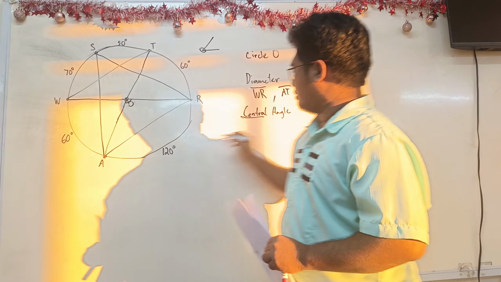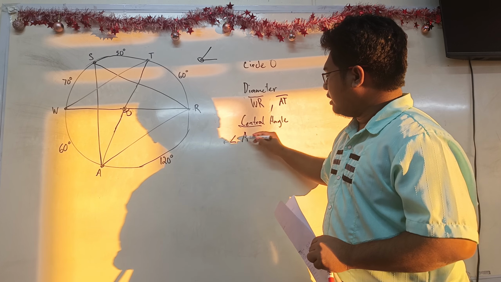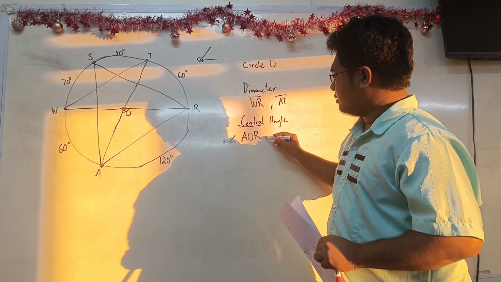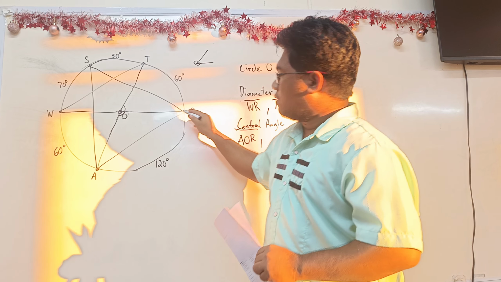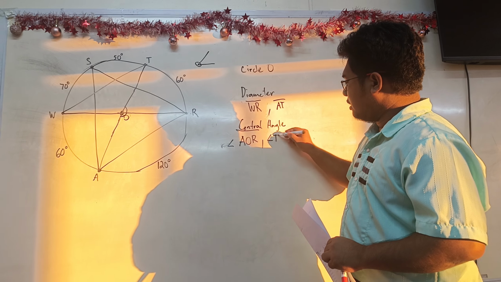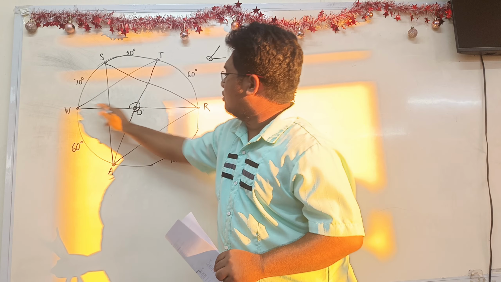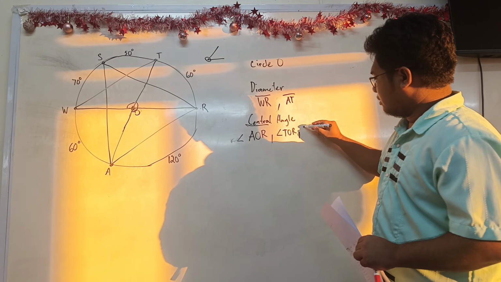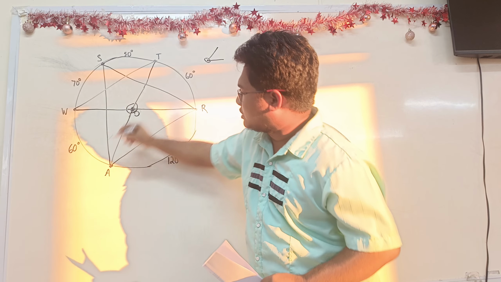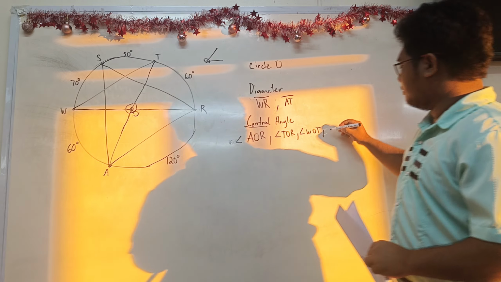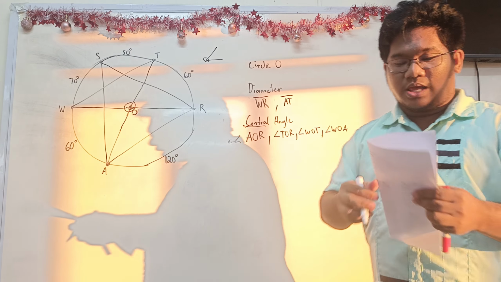So, in this case, we have A, O, R. That is 1. So, measurement, angle AOR. Next, ito pa. So, TOR. Angle TOR. Then this one again, WOP. And last, we have this angle which is WOA. Okay, so that is for our central angle.